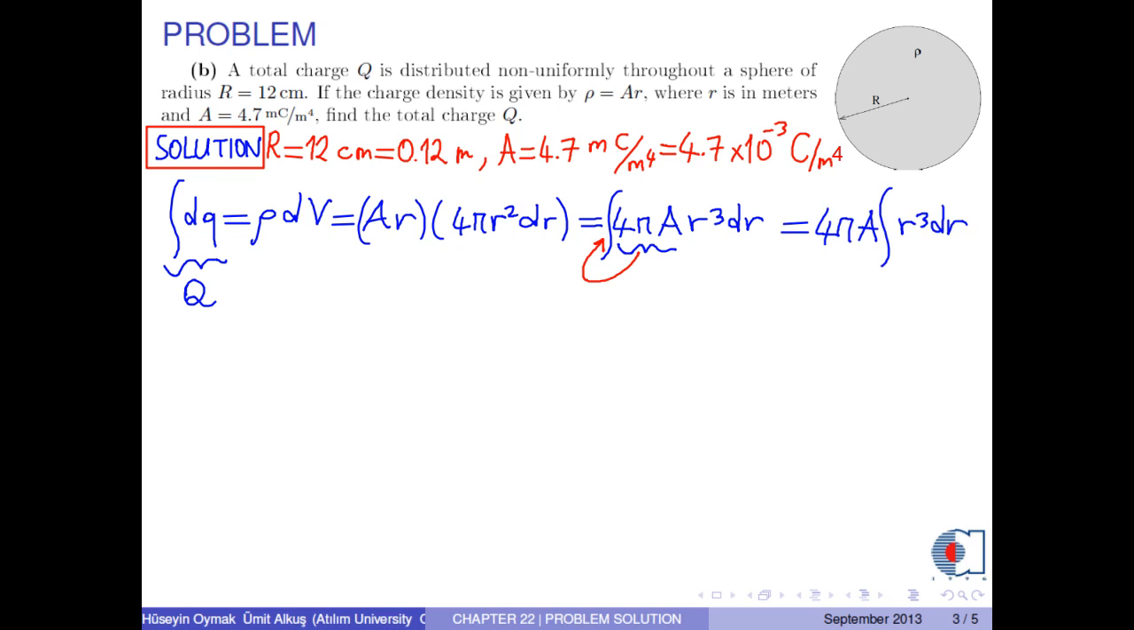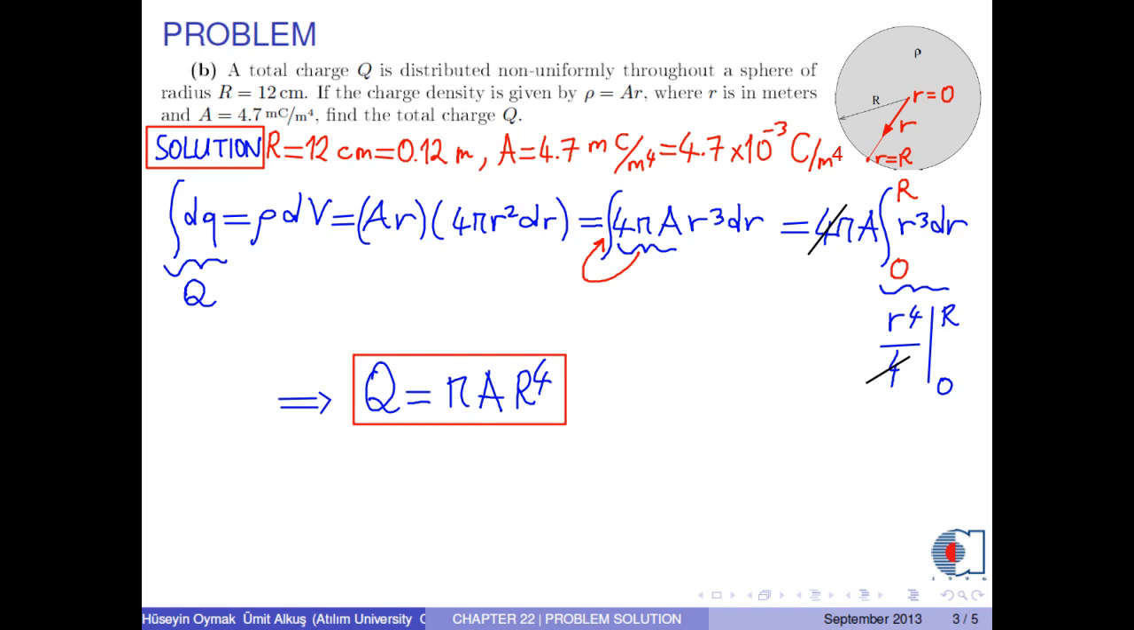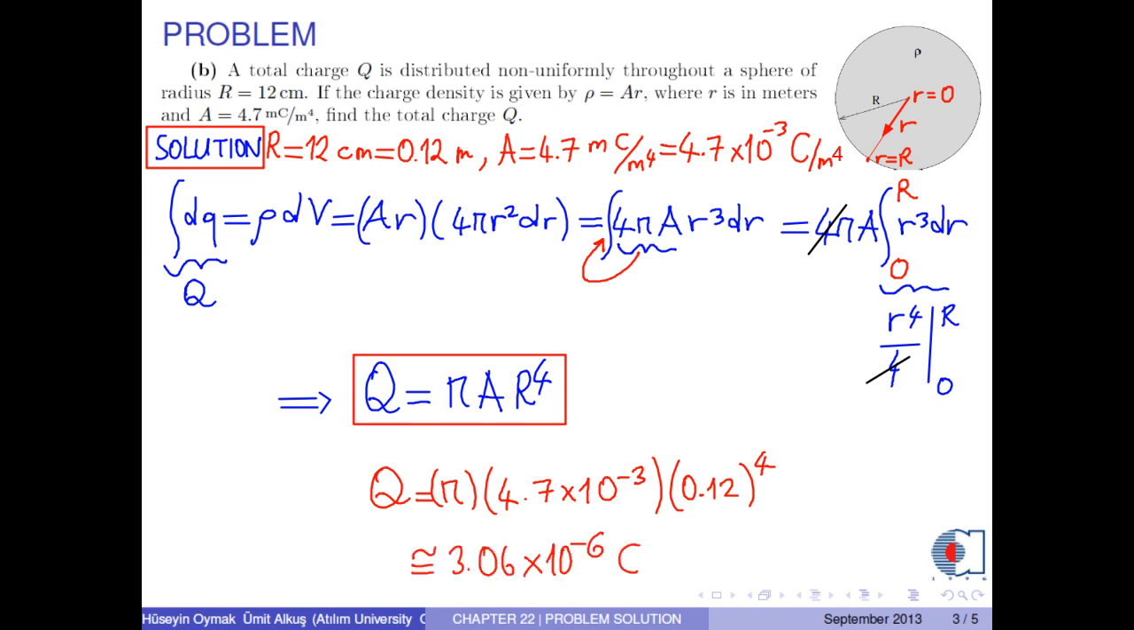So we are left with the integral of r cubed, and the endpoints of the integral are 0 and capital R. The integral of r cubed is r to the 4 over 4. The 4's are cancelled, so the total charge is obtained as pi times A times r to the 4. Now we put the numerical values into this formula. Therefore, we obtain approximately 3.06 times 10 to negative 6 coulombs, or it is 3.06 microcoulombs.